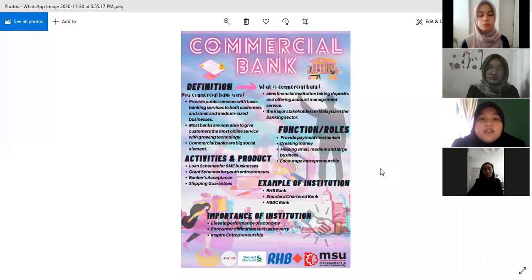Commercial banks generate funds by lending, including mortgages, car loans, and interest charges. The bank capital for the loans is given by the customers' deposits. Commercial banks are the major stakeholder in Malaysia in the banking sector. It is the largest and most significant distribution of the bank funds.